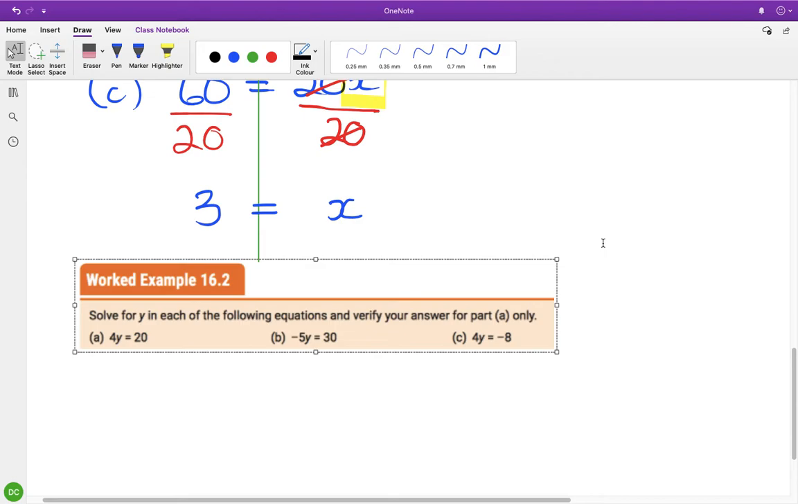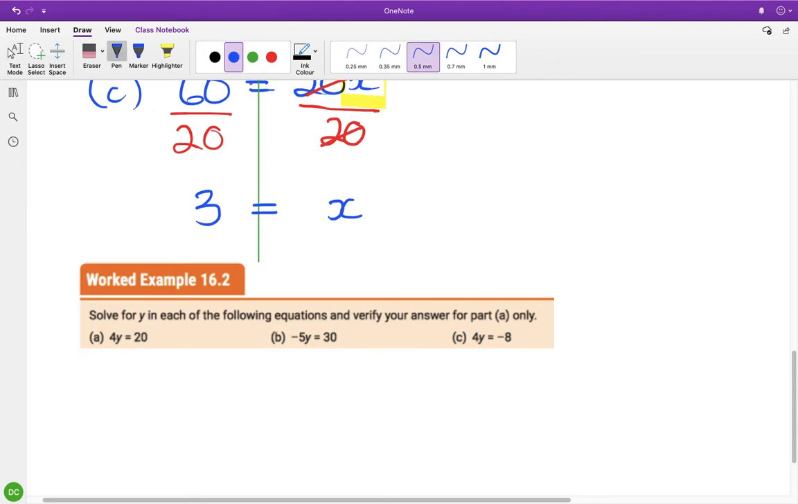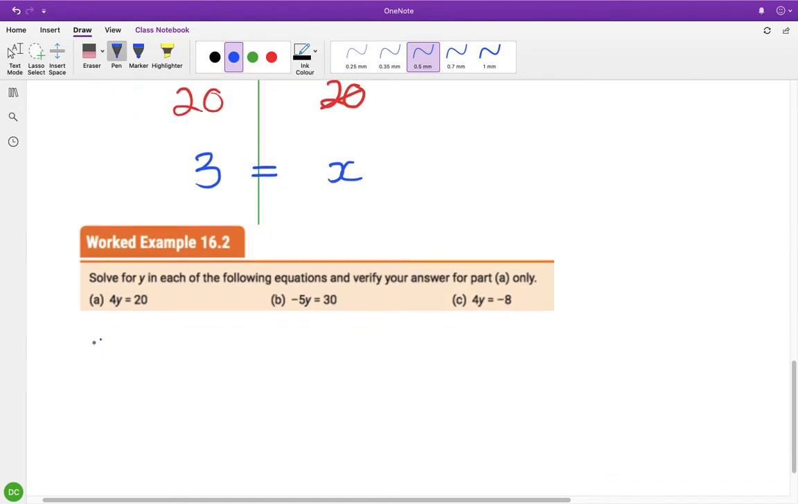So this question says, solve for y in each of the following equations and verify your answer for part A. Don't worry about verify. There's also a question in your homework that has a big V beside it, which is asking you to verify. At this stage, don't worry about verify. Okay? So let's do A.